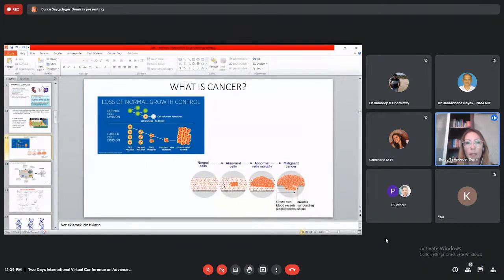Let's come to the cancer. Cancer cells are not different cells. They are our own cells. Normally, our cells commit suicide in a programmed way after a certain number of divisions.